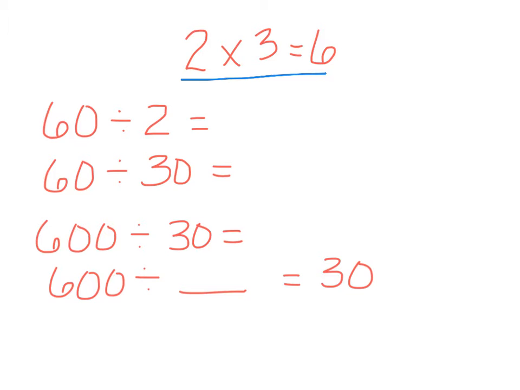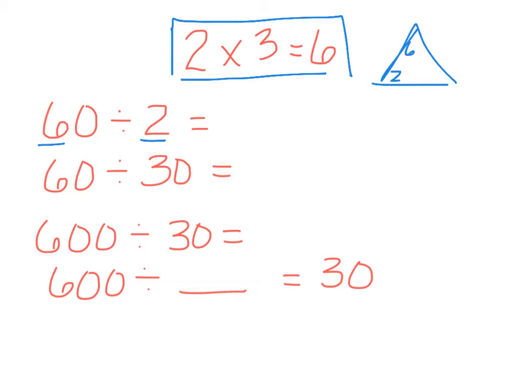Okay, so if I'm working with my multiplication fact, my basic fact, 2 times 3 equals 6, I'm holding that in my mind, and I can solve problems that are based on that. So for example, if I come across a problem, 60 divided by 2 equals some number. Well, I know that I have a 6 and I have a 2, and when I'm thinking about my fact triangle, the number that connects the 2 to the 6 is going to be 3. So I know that this number has to start with 3.